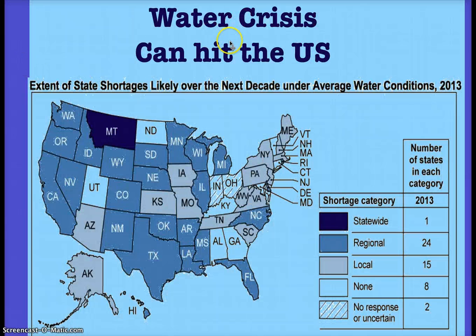And honestly, even in the U.S., they predict serious water crisis coming up in the future. There's specific states that have no water right now and that they're tapping into other states for water. So we too have seen a little bit of that crisis.